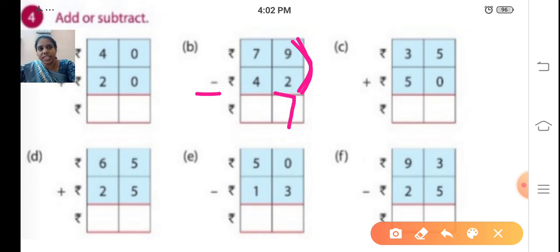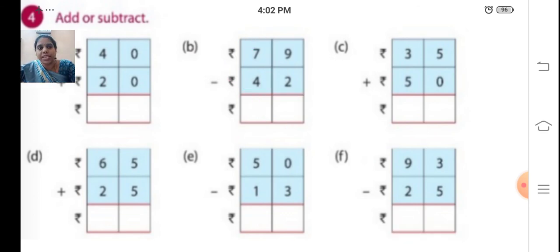Next, move on to the tens place. 7 minus 4. Start from 4, count forward till you reach 7. After 4: 5, 6, 7. So 37 rupees. So 79 minus 42, how much? 37 rupees. So 79 rupees minus 42 rupees, how to do that? First subtract 9 minus 2. After 2: 3, 4, 5, 6, 7, 8, 9. So 7 rupees. Then 7 minus 4 is 3.